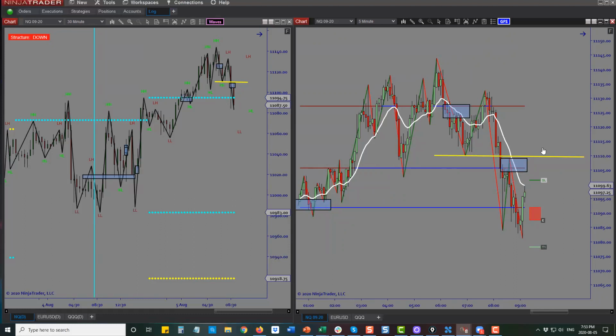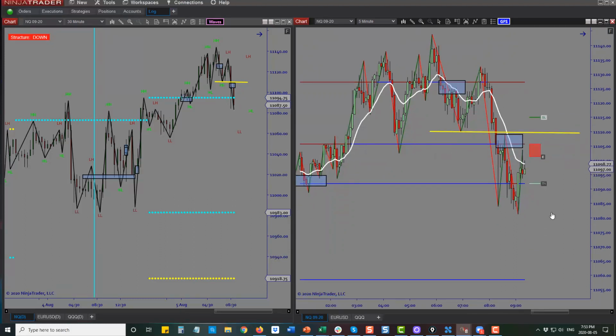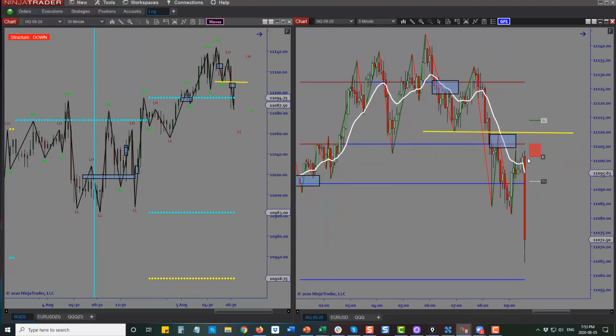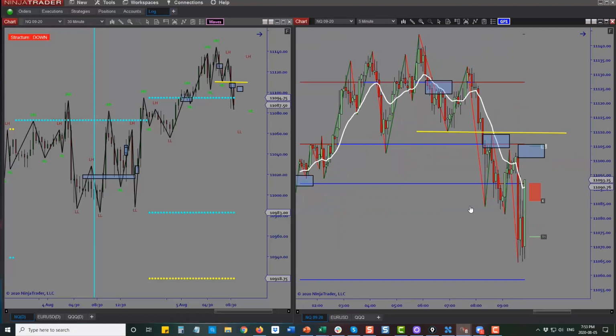There's a target here. Okay. Take a look at the re-entry. You're in the right side of the impulse, guys. Re-entry on the other side of that average.